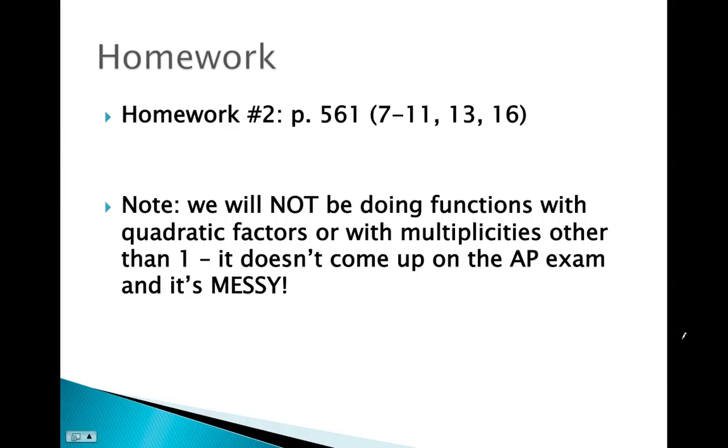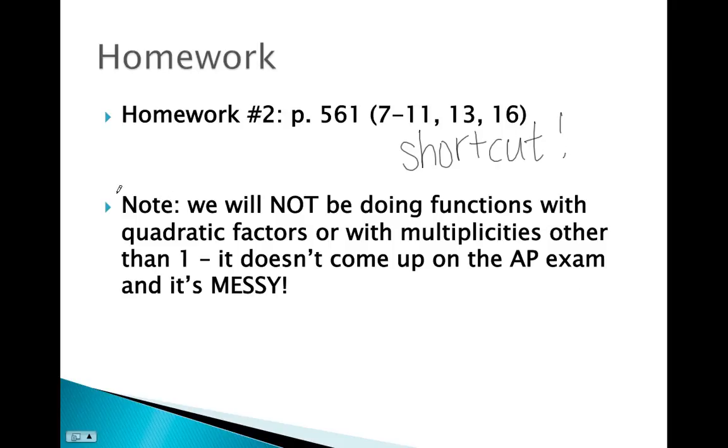That's it. Okay, so here is homework assignment number 2. I'll spend some time going over it in class tomorrow. It's not a very long assignment. You can use the shortcut for all of these. That's fine. You do not need to do these the long way.